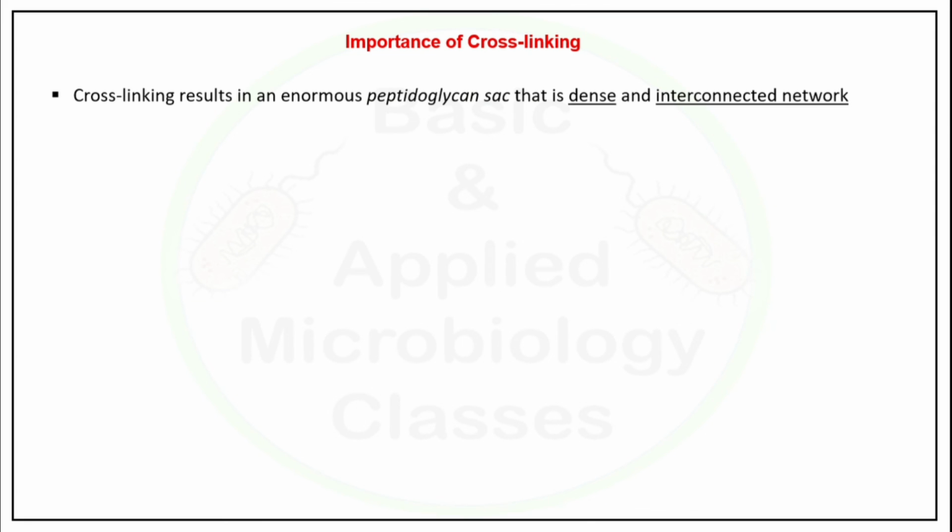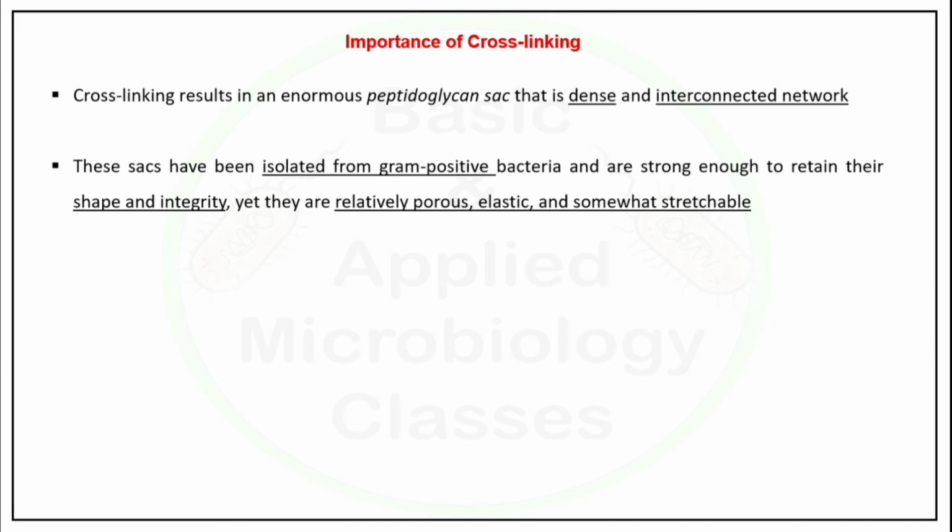Now we come to the importance of cross-linking. First, it results in an enormous peptidoglycan sac that is a dense, interconnected, mesh-like polymer network. It will only result when cross-linking is there. Second, these sacs of peptidoglycan have been isolated from gram-positive bacteria and are strong enough to retain their shape and integrity. But in addition, they have also been found to be relatively porous, elastic, and somewhat stretchable.